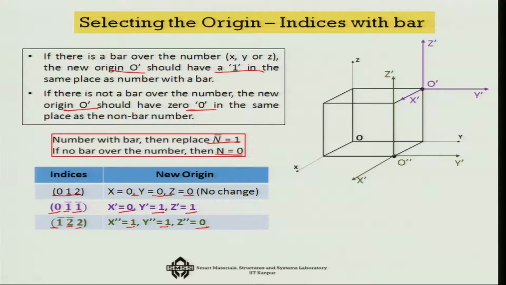This is important because if I give you a Miller index and tell you to find out the plane, find out the direction, then you need to first define the origin. So, this is the way we can define the origin of the system.